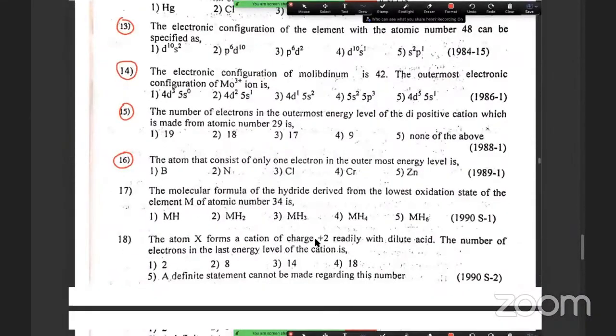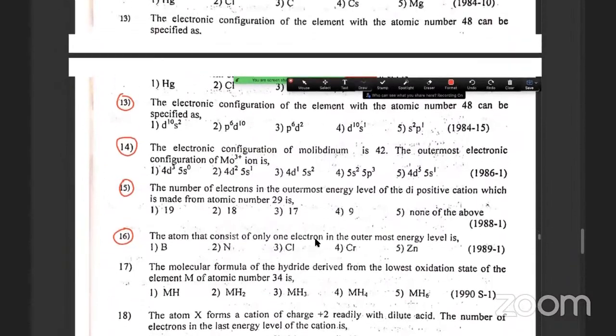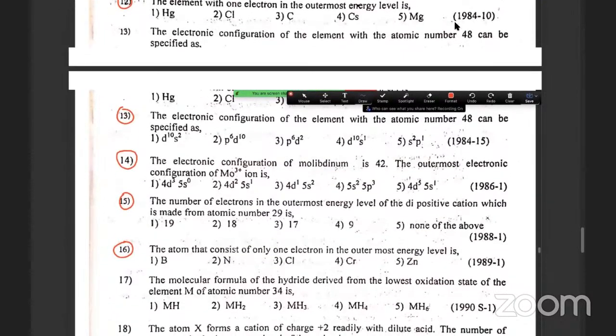Right, we can try the questions from 13 to 16. Seems like that. Let's quickly finish them off.